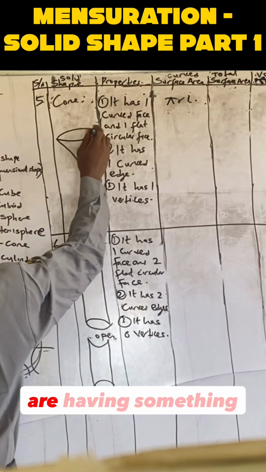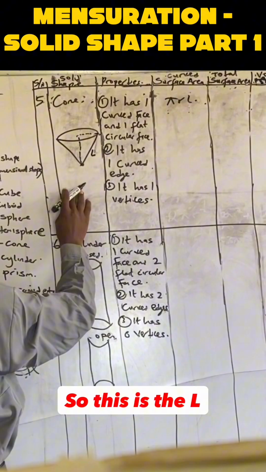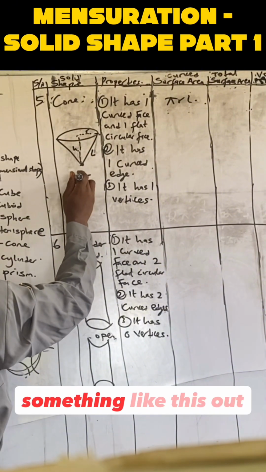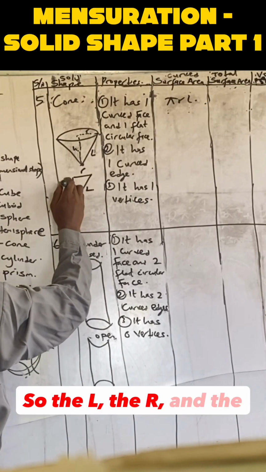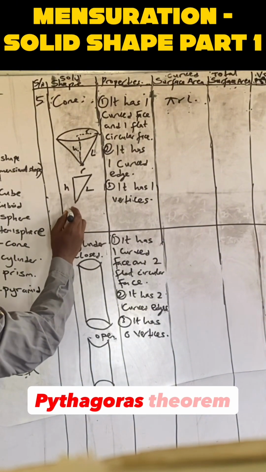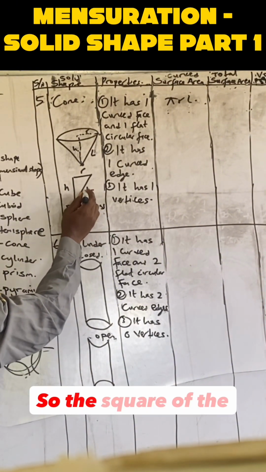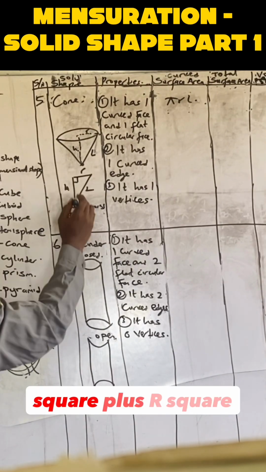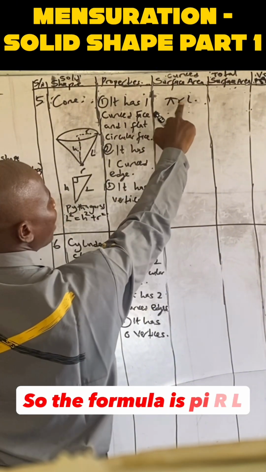Because here now we're having something like this. This is the L, this is the radius, and this is the height. So if you bring something like this out, the L, the R, and the height. If you want to get the L, by Pythagoras theorem, the square of the longest side, L square, is equal to H square plus R square. So the formula is pi r L.